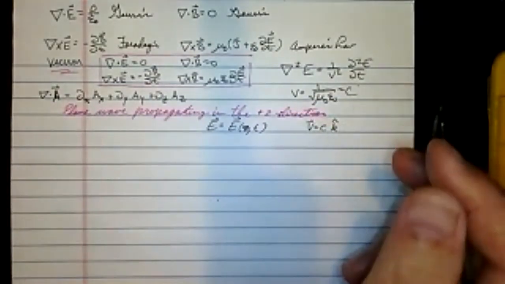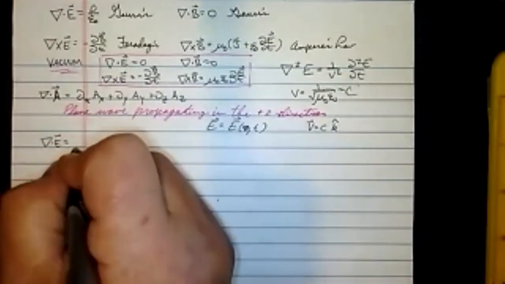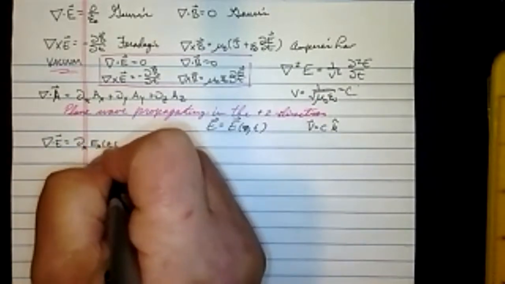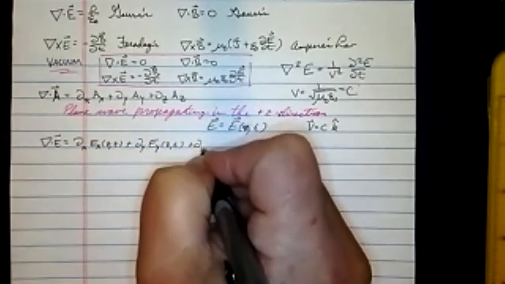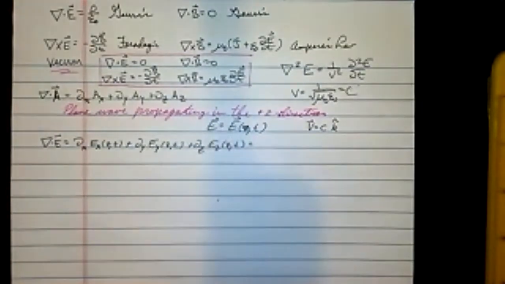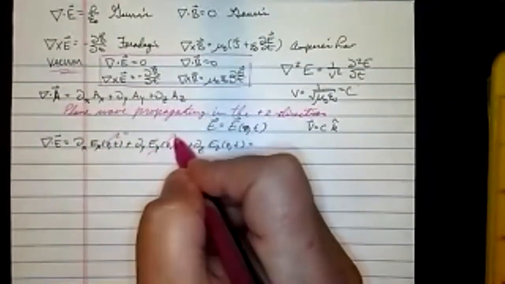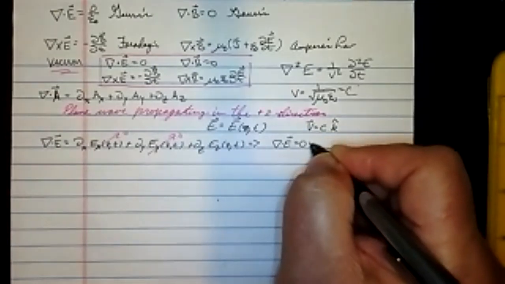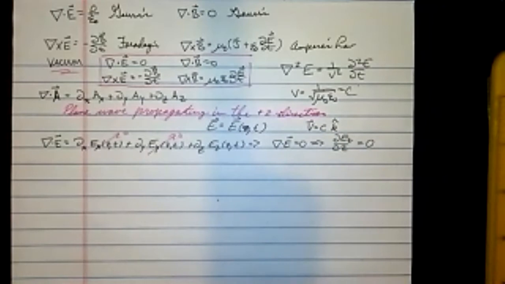All right, with that in mind, now I'm going to take Gauss's law and evaluate the left-hand side. So del dot E is equal to the partial with respect to x of E sub x, which is just a function of z and t, plus the partial with respect to y of E sub y, which is just a function of z and t, plus the partial with respect to z of E sub z, which is just a function of z and t. Because there's no x functionality here, this is 0. Because there's no function of y here, this also becomes 0. So del dot E equals 0 implies that the partial of Ez with respect to z is equal to 0.